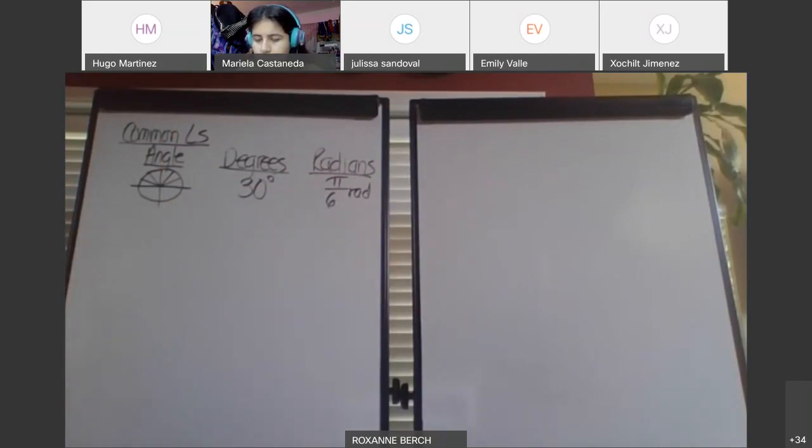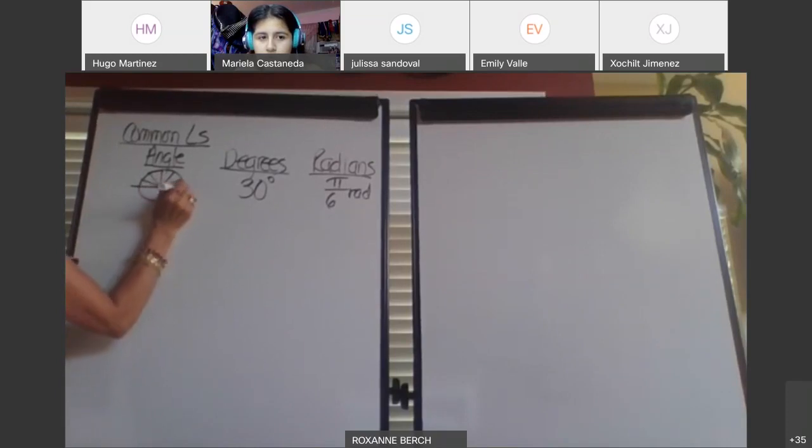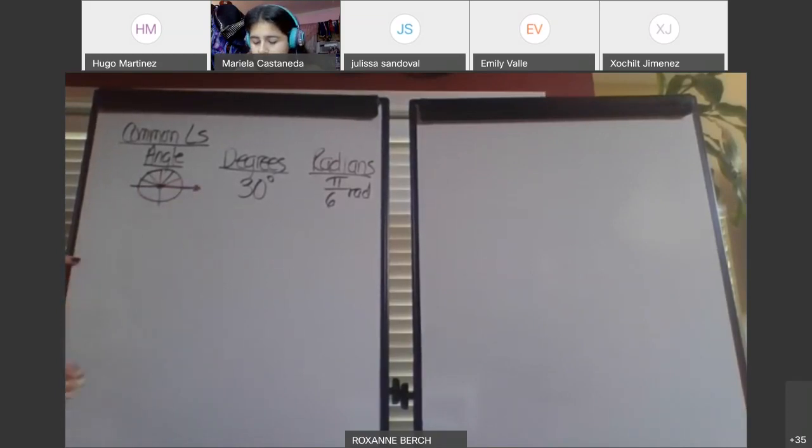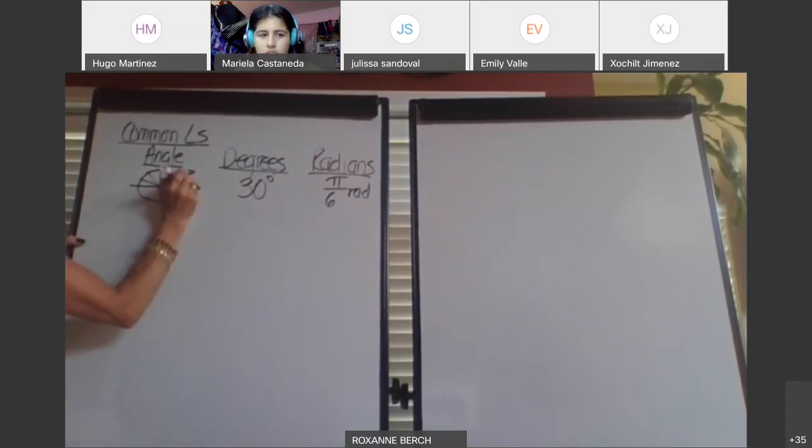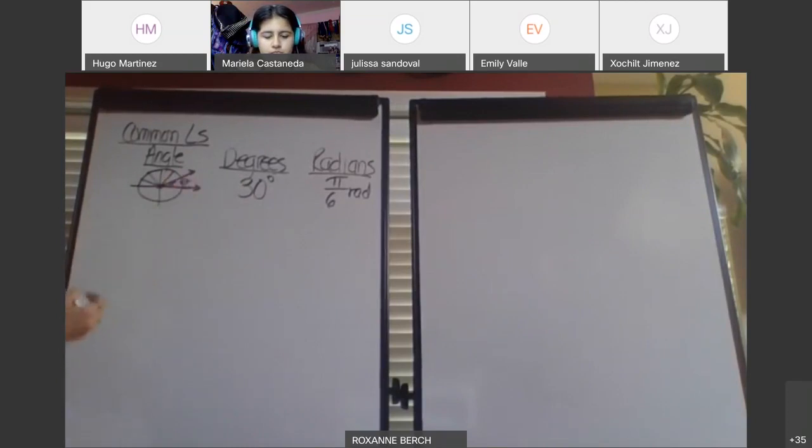And I still haven't drawn the angle yet. So let me show you the angle in standard position. The vertex is at the origin. The initial side lies on the positive x-axis. And 1/6 of pi would be this rotation right there. And so that would be our angle theta. Okay, so let's look at another one. So that's one common angle.